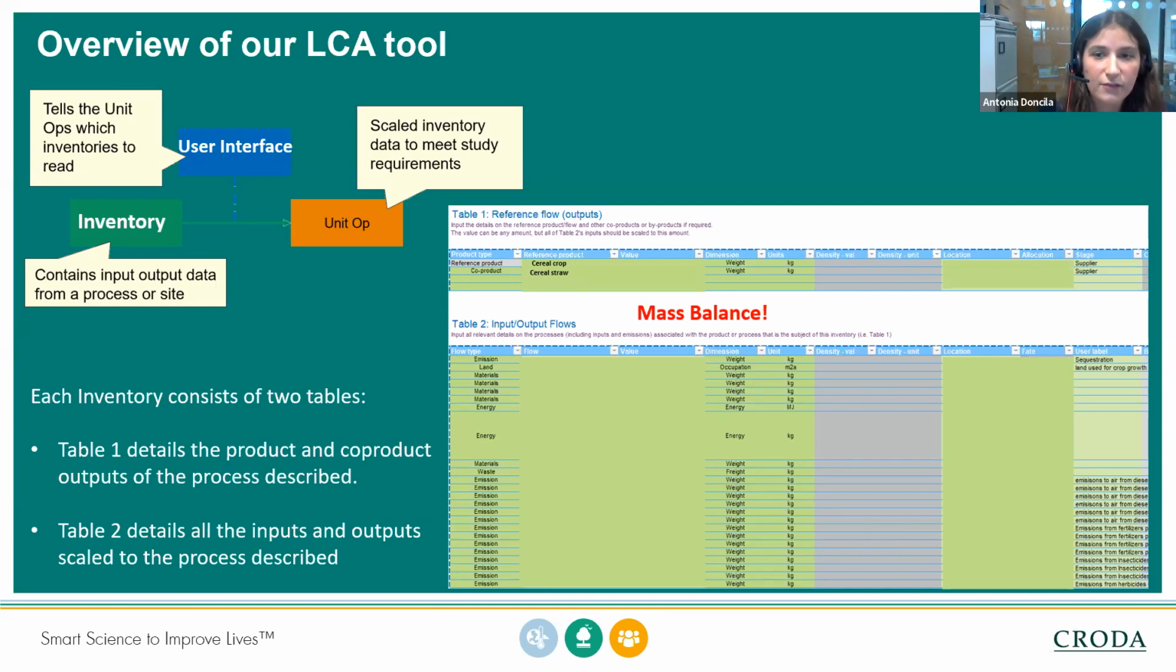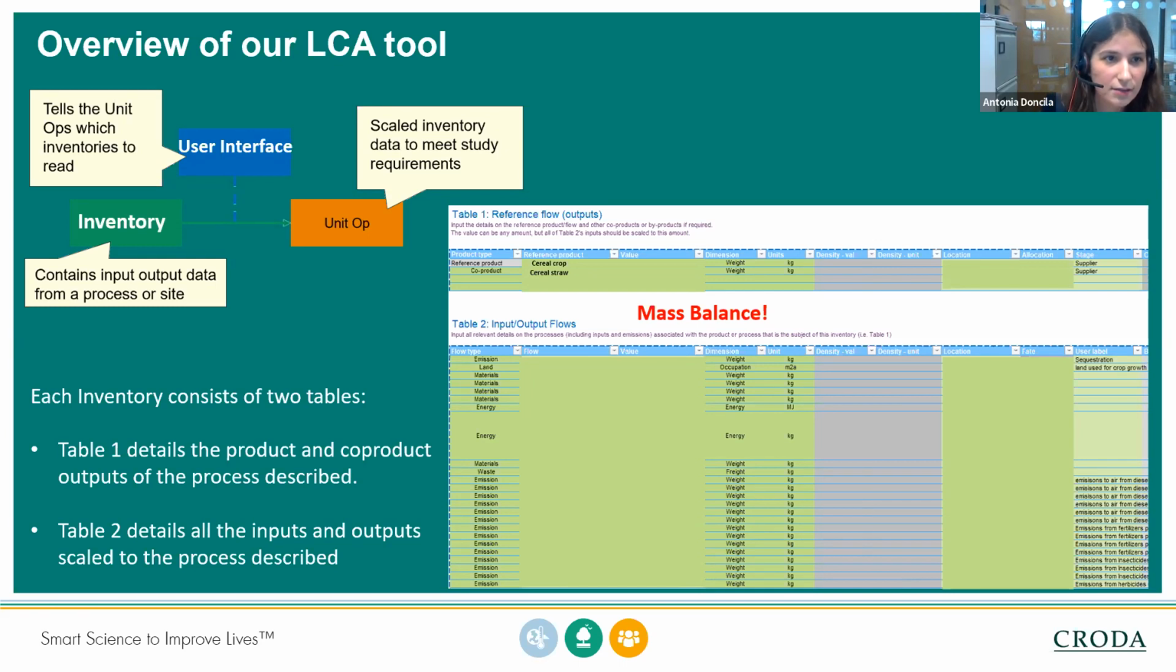And also, every flow we model in the data inventory needs to have a location listed, because our LCA model contains freight and grid modules, which are used to calculate the transport impacts across the life cycle and to define the specific grid mix associated with electricity consumption in each region. And data inventories are then scaled to meet study requirements.